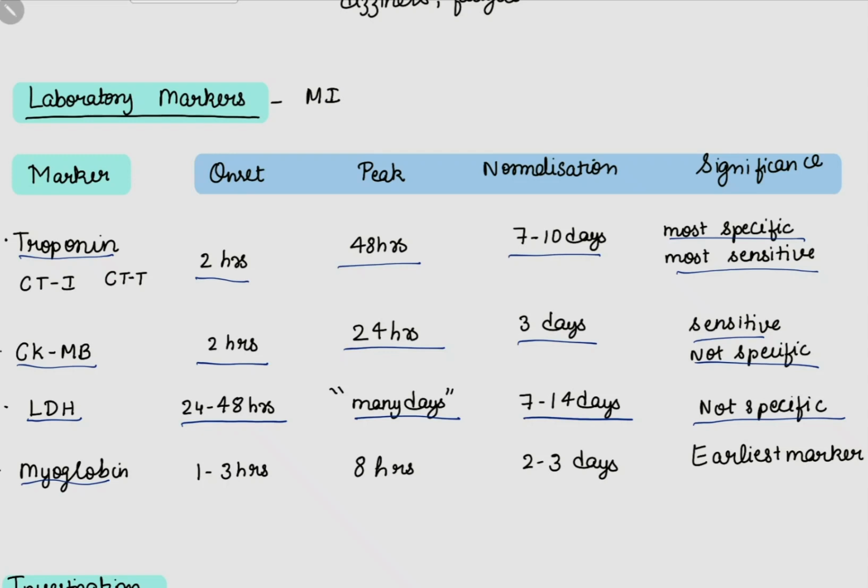Myoglobin is the earliest marker. Onset 1 to 3 hours. Since it's the earliest marker, it has to have an early onset. Peak 8 hours. Normalization 2 to 3 days.